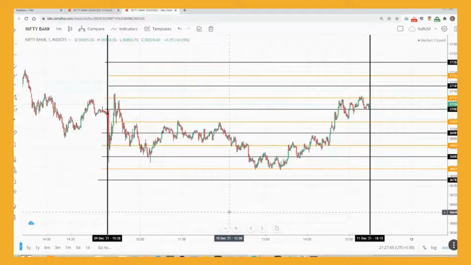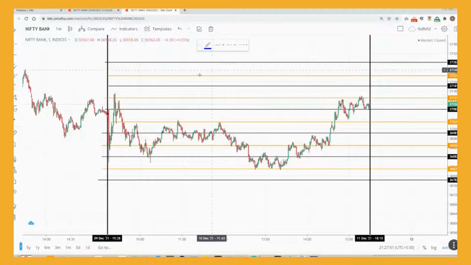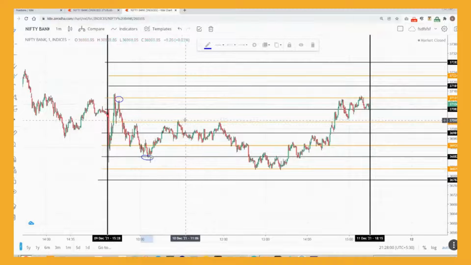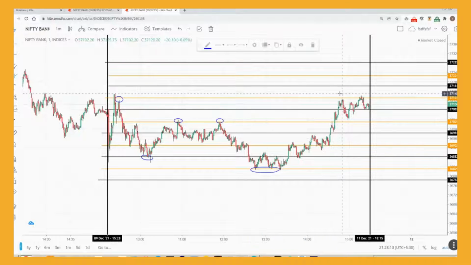So now let's look at the places where I have executed the trades. So here you can see, here I have taken a put option. Okay, so here I have taken a call option. Again, in these two places I have taken put options. So here Bank Nifty has taken support. So here also I bought call options. So here also I have taken put options.